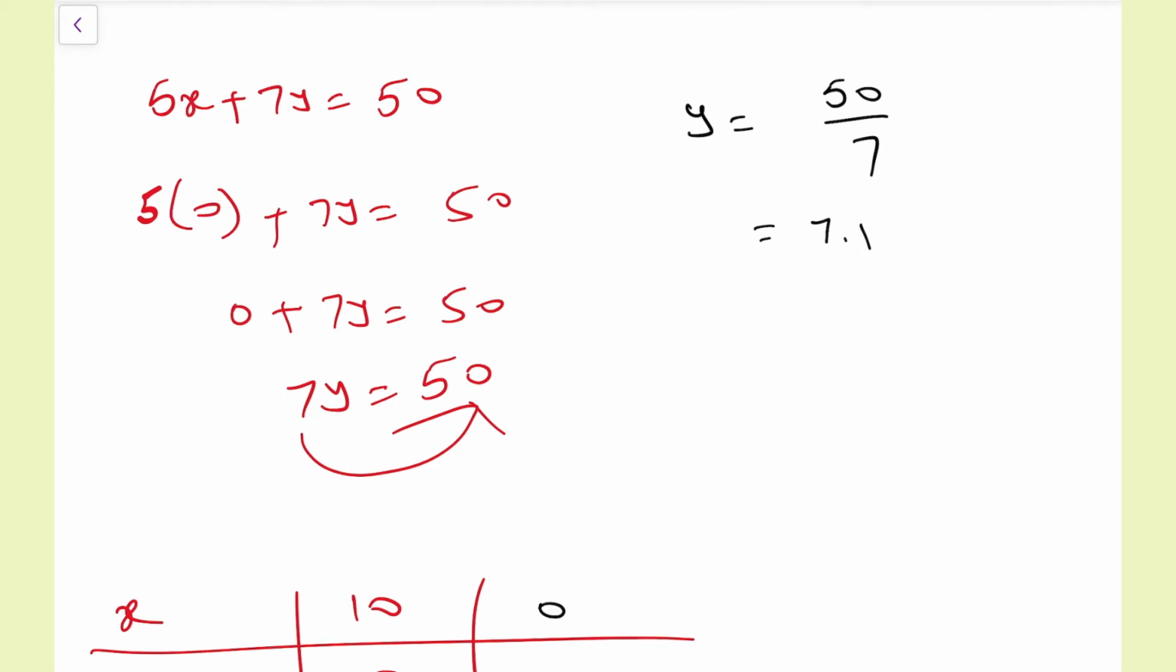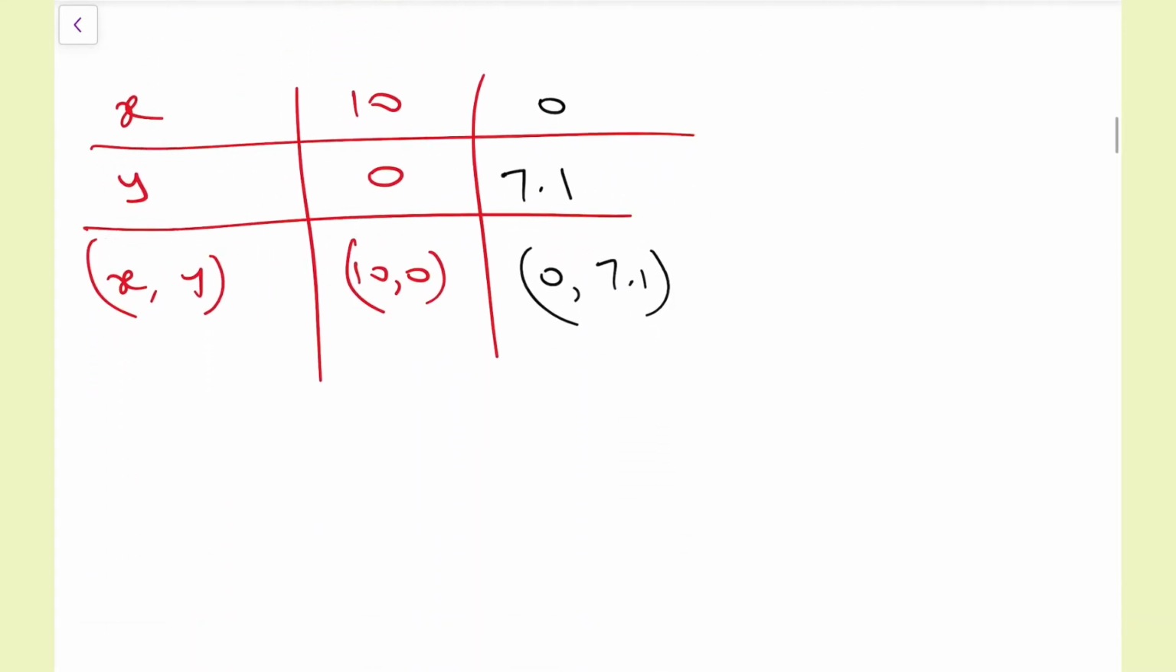Of course this 50 by 7 is not exactly 7.1, we just take the approximate value, because on the graph paper it is not possible to represent even 2 digits after the decimal, we can keep just one only. Okay, first equation completed. Now coming to the second equation, we will take x, y, x comma y.